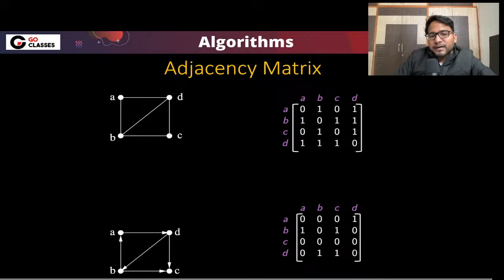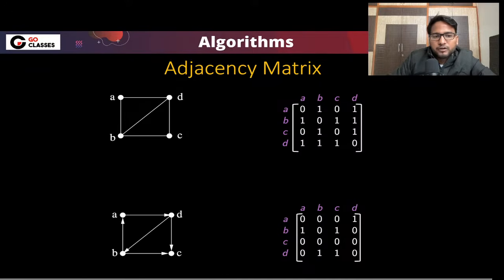And what is the adjacency matrix in case of directed? In case of directed, the adjacency matrix will look like this. See here, if this is, let's suppose, the directed graph, then if you want to draw the adjacency matrix of this particular graph, you will draw something like this.